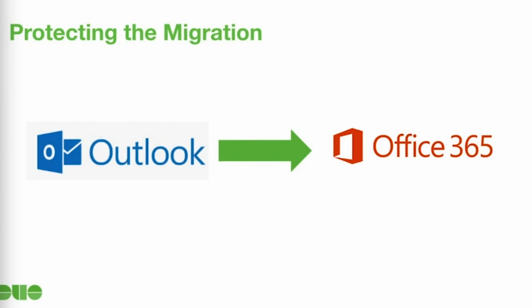And because Duo can be used for both on-premise and cloud applications, many of our joint customers use Duo to protect their Outlook instance, and they continue to use Duo as they move to Office 365. So whether you're fully moved or whether you have some users on both, you can still continue to use Duo to protect both types of users.